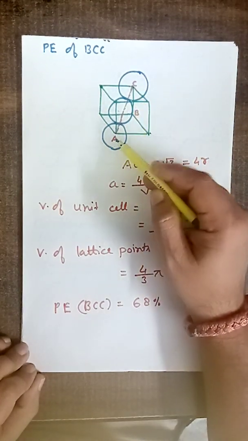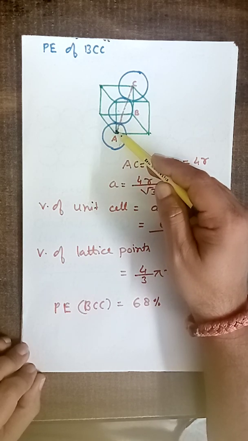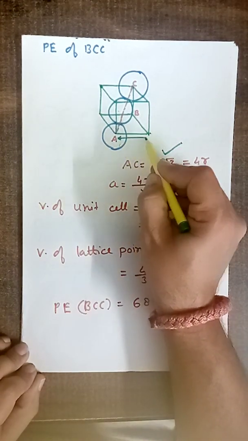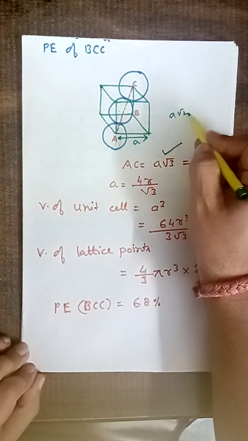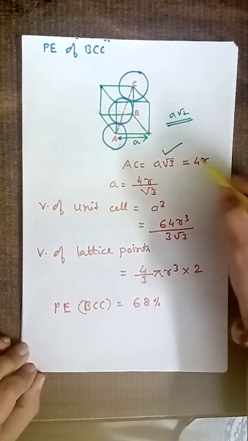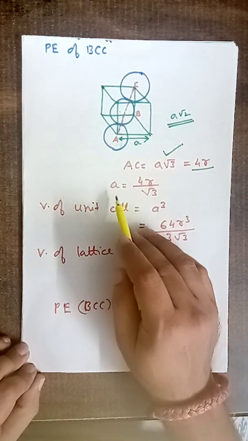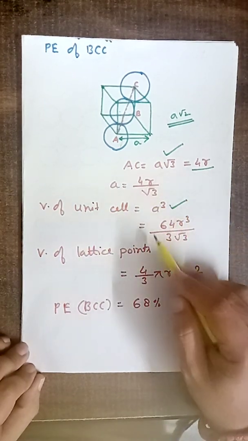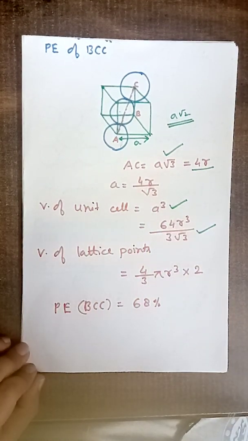A, B, C, this is a right angle, and therefore if you use Pythagoras theorem, you can predict the distance between AC as a root 3. The edge length is once again small a, therefore AB will be a root 2, and finally AC equals a root 3. And once again from the diagram you can see AC equals 4 times the radius, it is 4R. You can solve for a, which is 4R upon root 3. Volume of unit cell is a cube. As usual, replace a by 4R upon root 3. You can write 64R cube divided by 3 root 3.